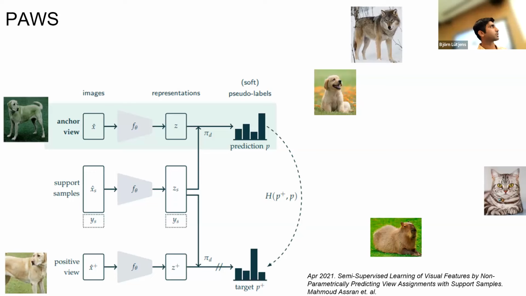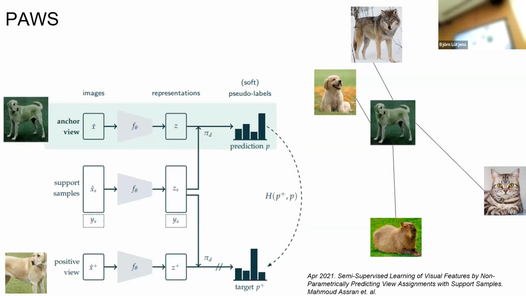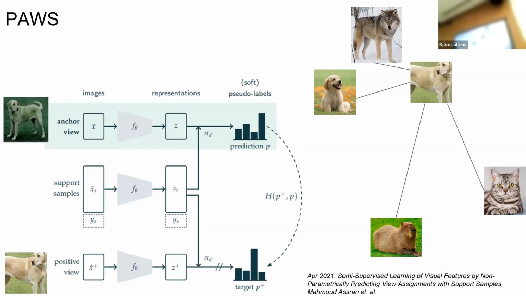Let's say you have four classes: a wolf, a dog, a capybara, and a cat. Those are the images that you have labels for. You project these into this representation space. Imagine each of these images is a point in this two-dimensional representation space of that class. Then you take your unlabeled image, pass it to the model, and see how far it lies from these other known classes. You do that for both versions of the same image and look at the distances from these known labeled examples.